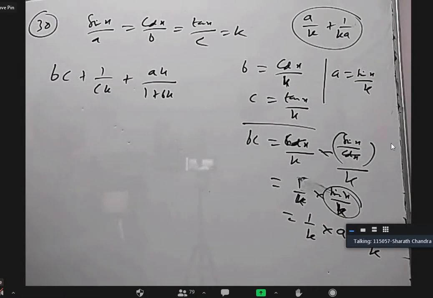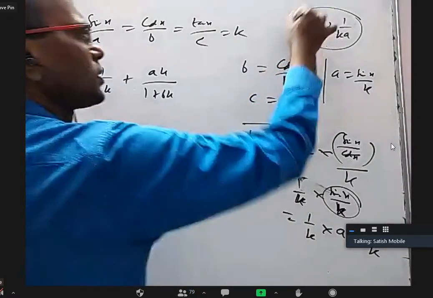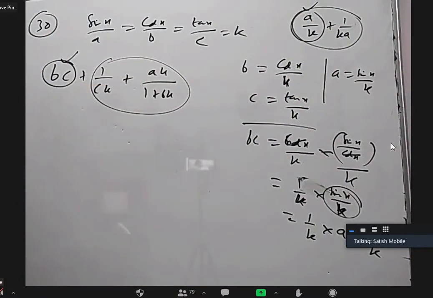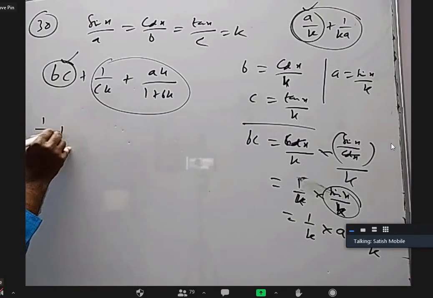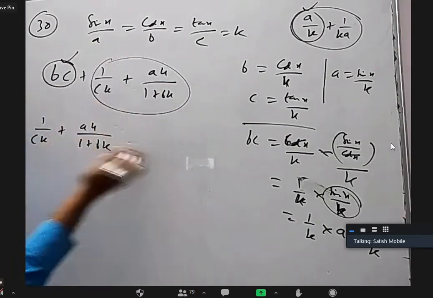Yes, sir. So I don't have to worry about this. This part is equal to this part. Now I have to only see how to prove this as 1 by K. So BC alone is A by K. Now 1 by CK plus AK by 1 plus BK. AK means sin x. I have to get this as sin x.